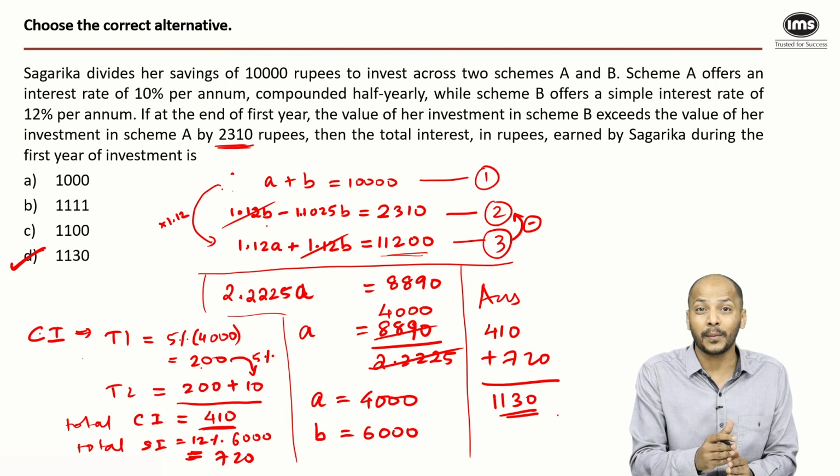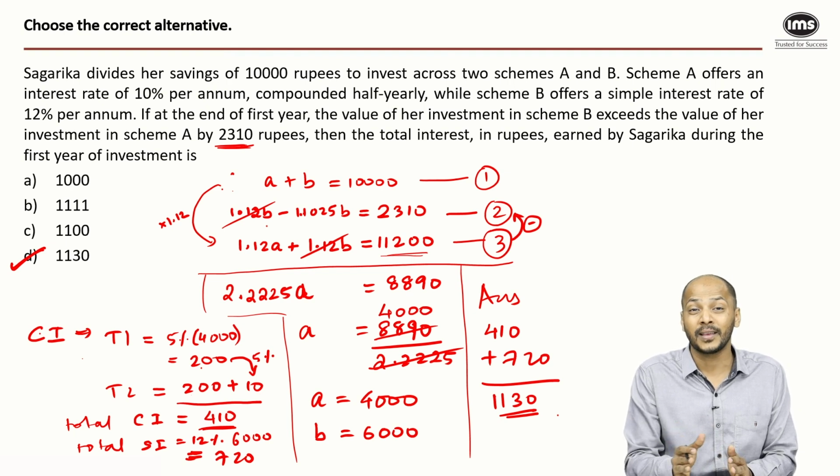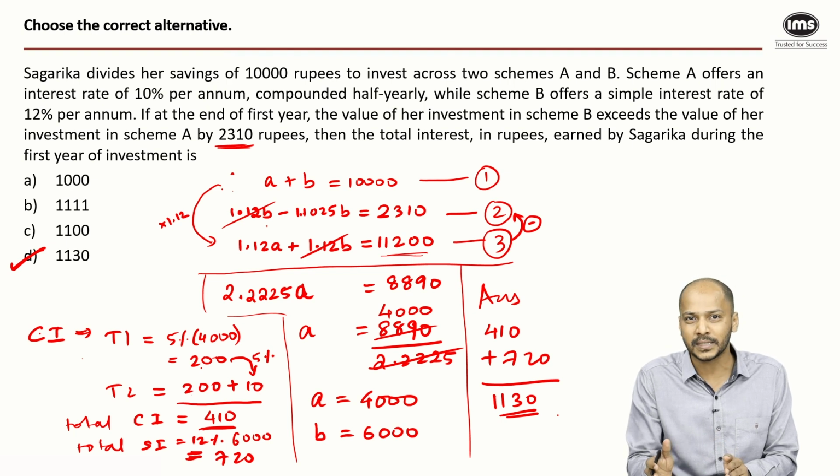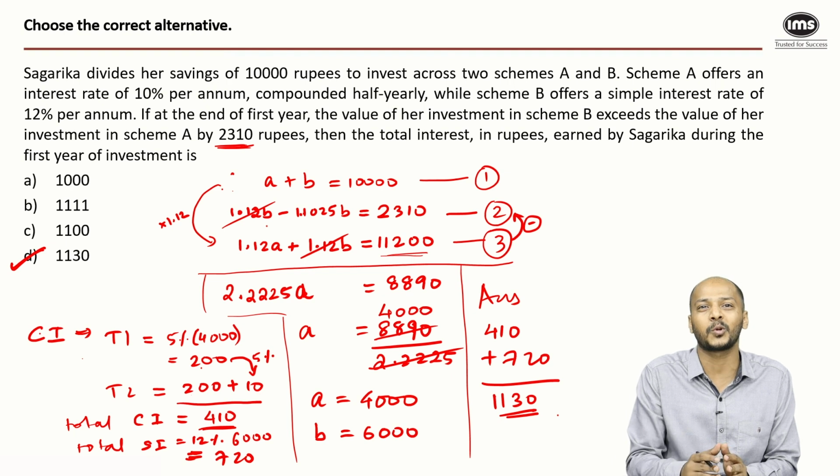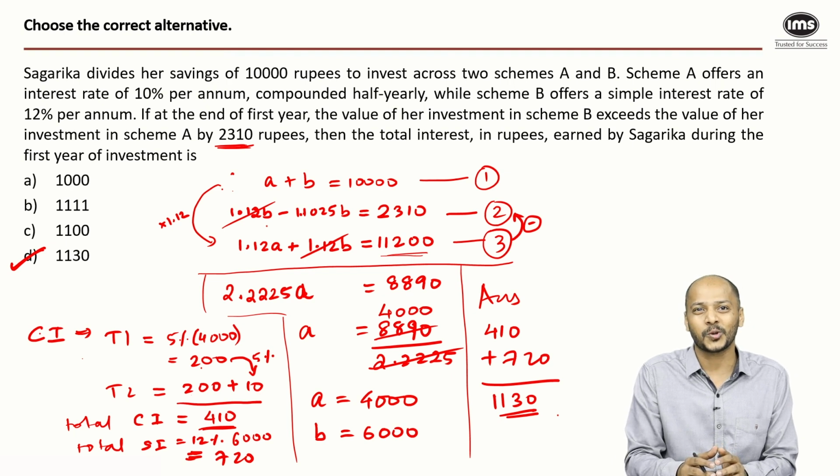So if you are able to spot easier questions in the paper, you should have solved them first. And if time permits and you have time left after solving all those questions, you should have only then come to this question. So I hope this video has helped you understand better about solving SICI questions and understanding how to choose a question in the paper.